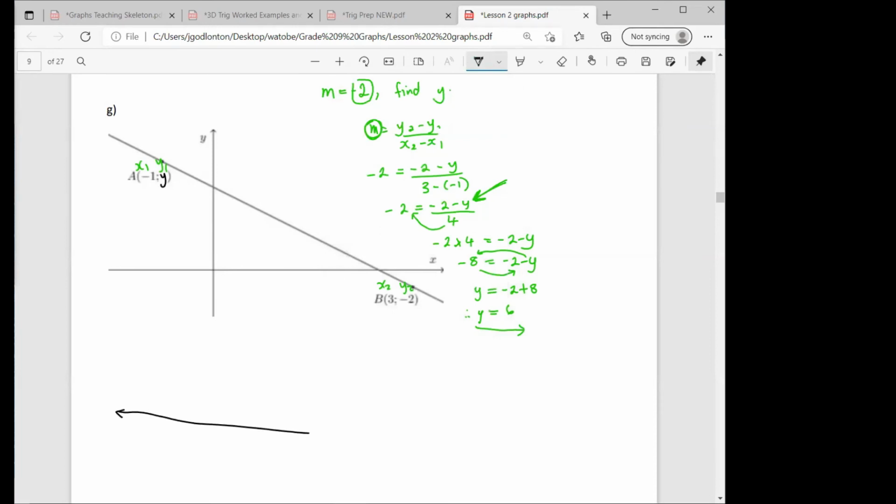Let's have a look. Sorry, my lines are not beautiful. They're not works of art. I apologize.